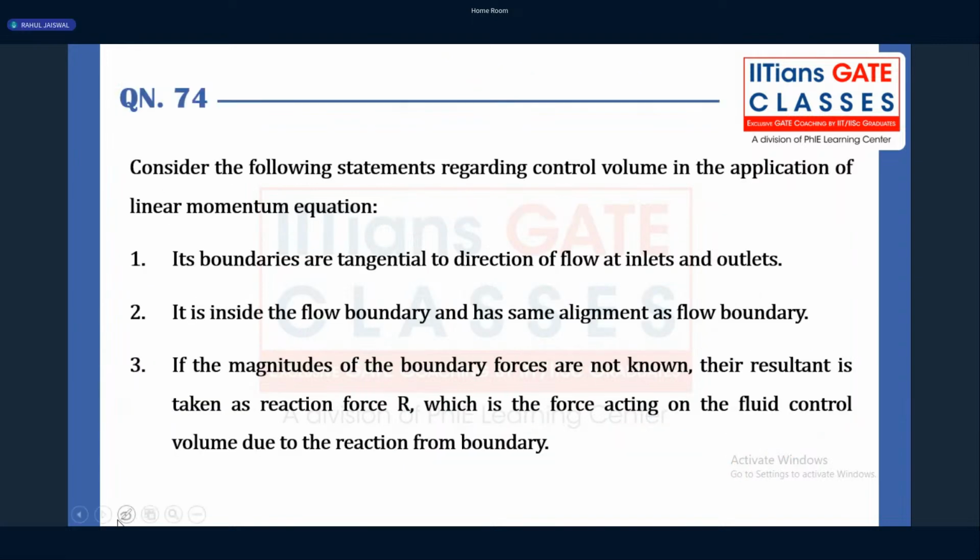Now moving on to the next question. Consider the following statement regarding the control volume in the application of the linear momentum equation. Everybody knows that for applying the linear momentum equation, let's say we have a variable diameter pipe like this, and in this pipe the fluid is flowing, for example.